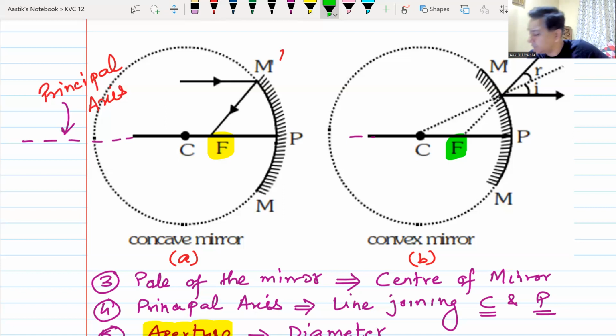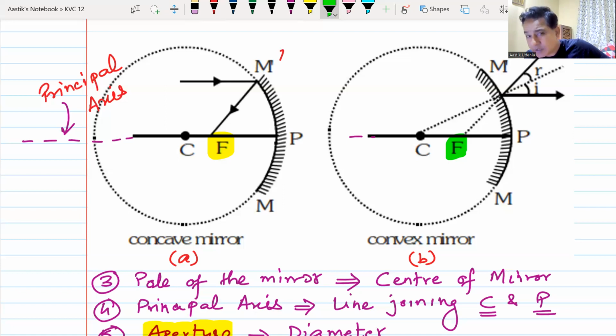Can anyone help? What is the principal focus? The center of curvature? No, that is definitely not the case. The midpoint of the principal axis, the center of curvature? No, that is the same thing as saying half of the radius of curvature. That is not the right definition. Sir, a point where all reflected lines pass through.